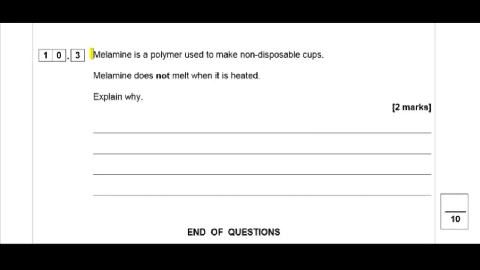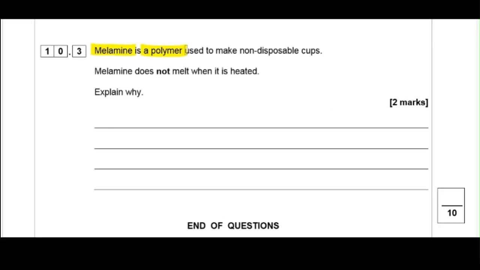And here we are at the last question, 10.3. Melamine is a polymer used to make non-disposable cups. Melamine does not melt when it is heated. Explain why. And this is a 2-mark question. Now, whenever we see anything about polymers not melting when they're heated, one word springs to mind, and that is thermosetting. So we know that melamine must be a thermosetting polymer.